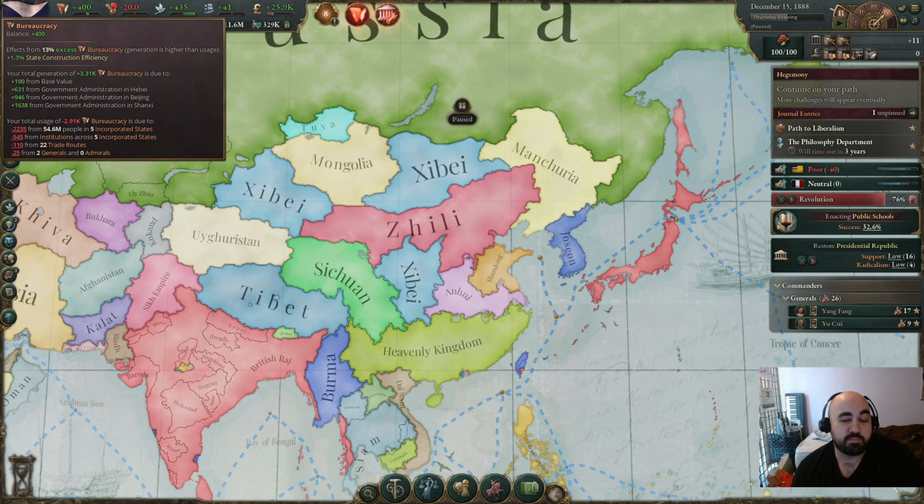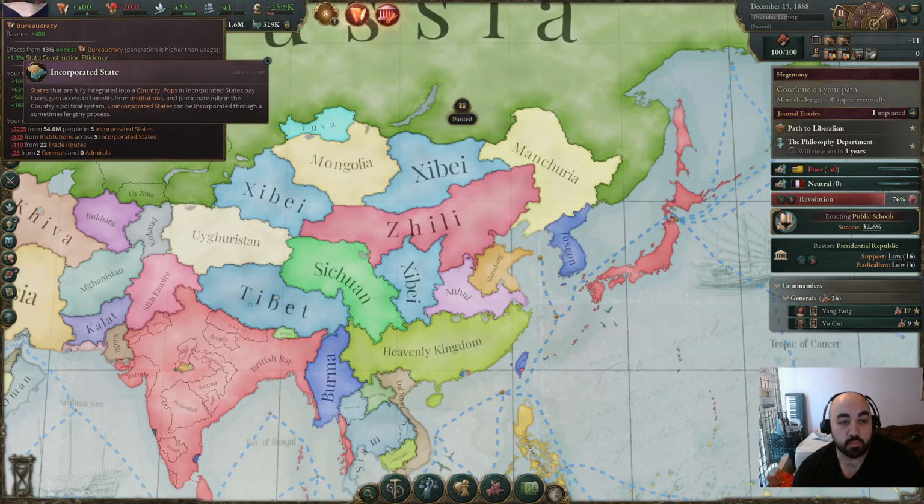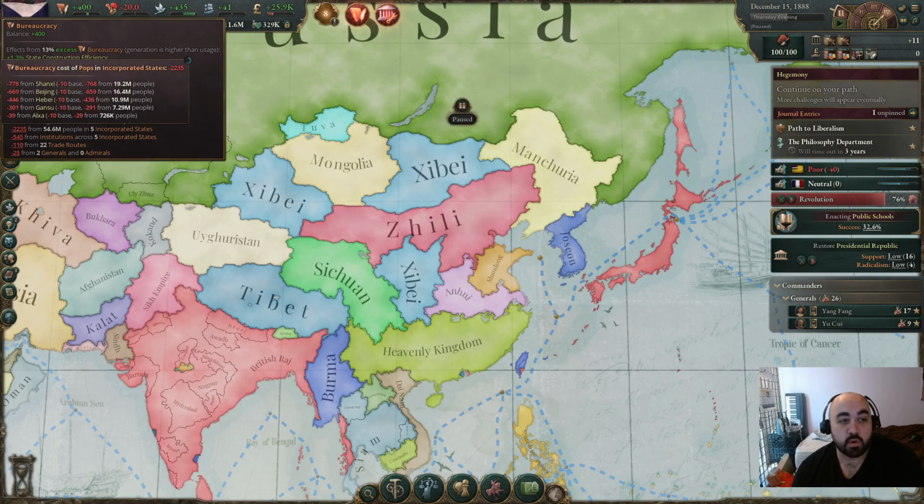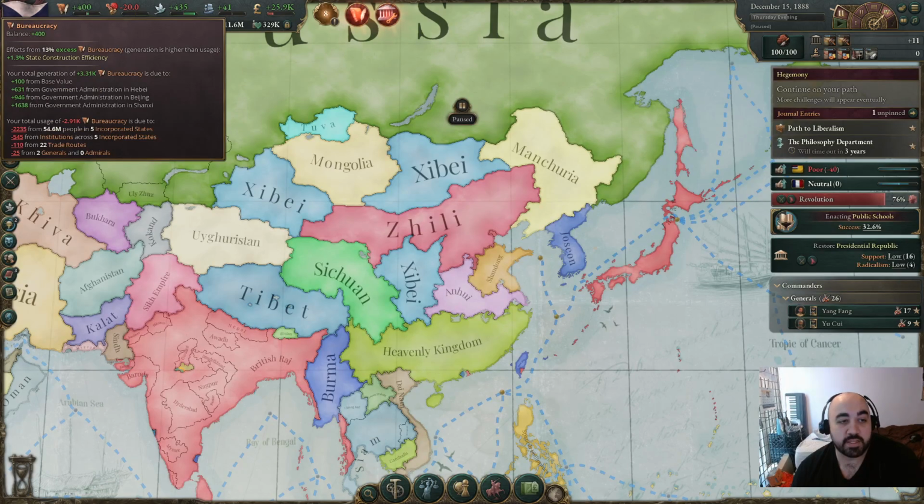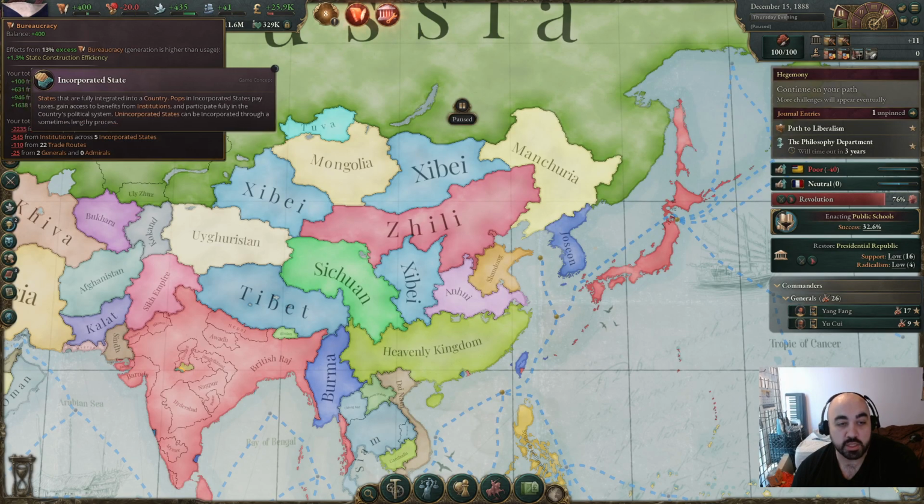You have basically, for the most part, four main things you spend bureaucracy on, although you can spend it on events and journal entries as well. You will pay bureaucracy for all the pops in your incorporated states, just to pay for the population, and you will also pay bureaucracy for institutions in incorporated states. And so this is important to emphasize. Most of what you're paying for bureaucracy is going to be relative to your incorporated states.